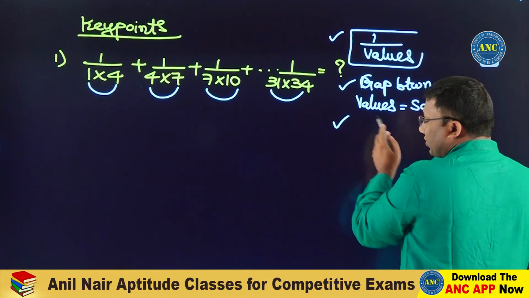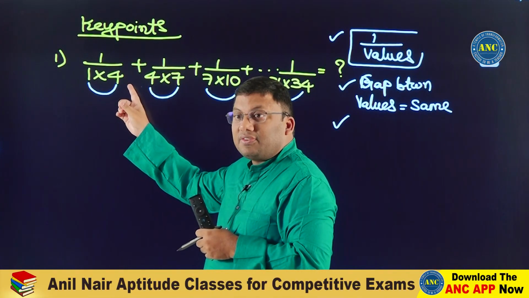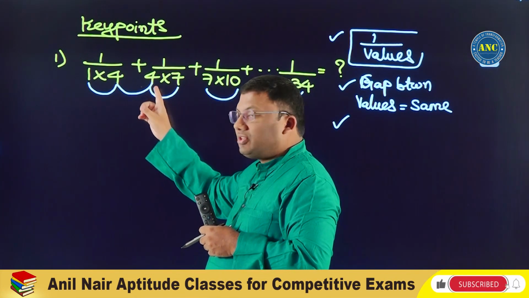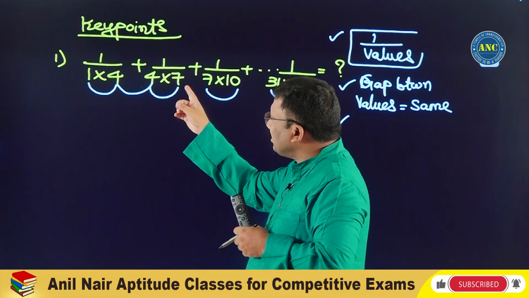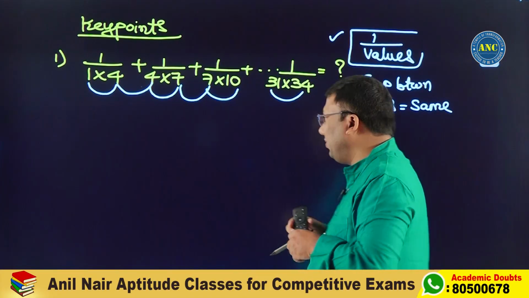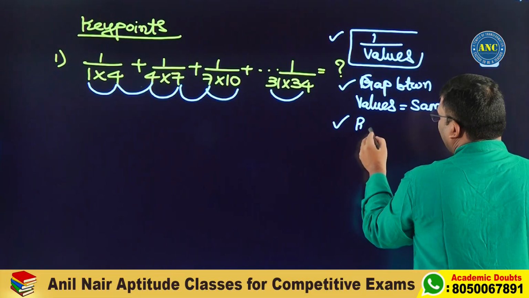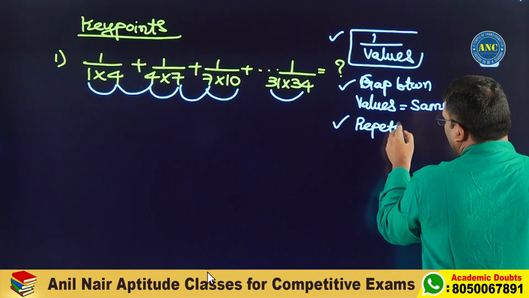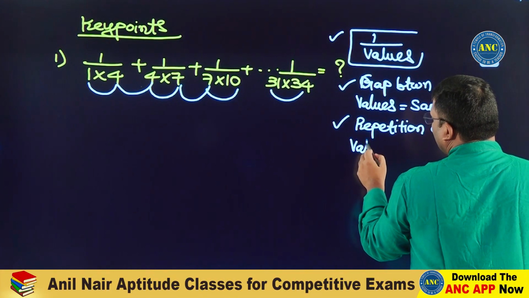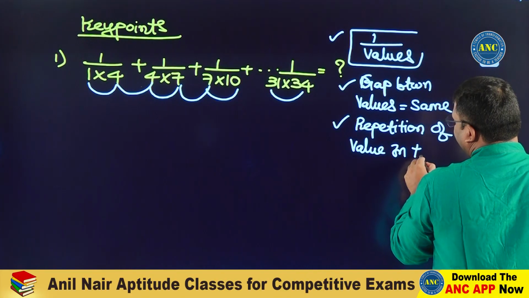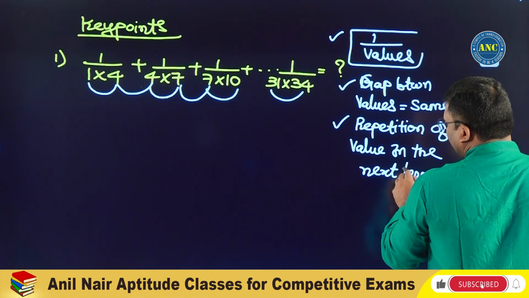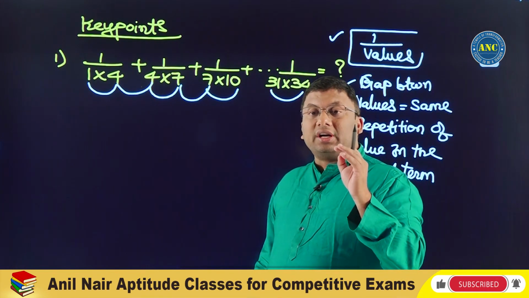Third observation: in the first term there are two values, and the second value is the first value of the next term. In the second term, the second value is the first value in the next term. That means there is repetition of the value in the next terms. These are the three important observations.